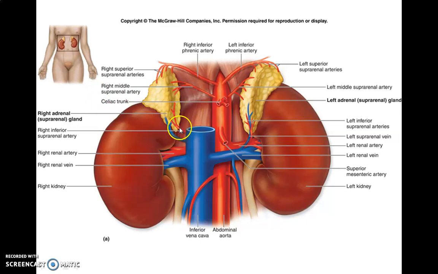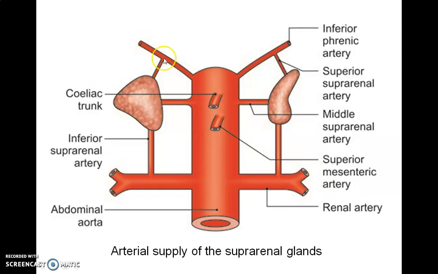This is the right inferior suprarenal artery from the right renal artery, and this is the left inferior suprarenal artery, branch coming from the left renal artery. These arteries form plexus beneath the capsule and form the portal system. Similarly, here shown the superior suprarenal artery branch from the inferior phrenic artery, middle suprarenal artery branch from the abdominal aorta, and the inferior suprarenal artery branch from the right or the left renal artery.